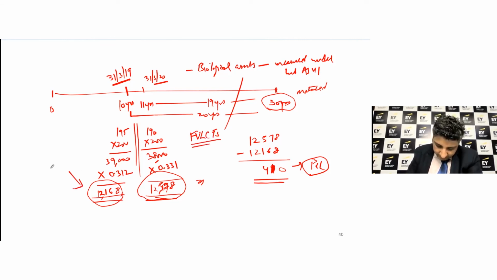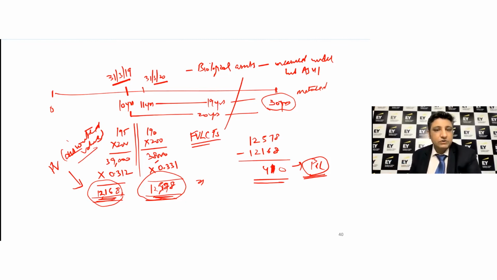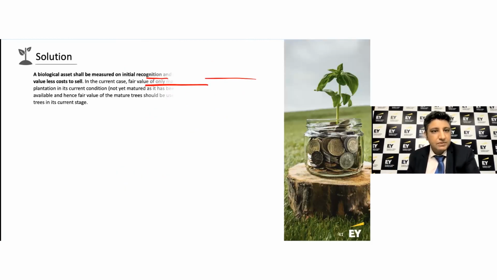And we look at the present value, considering the discounted value of these not matured or less than matured pine trees at the respective dates, to the amount of 12,168 and 12,578 respectively. And the delta, or the difference between the two values, of 410 should be reported through the profit or loss account. Okay, let's have a look at the formal solution.